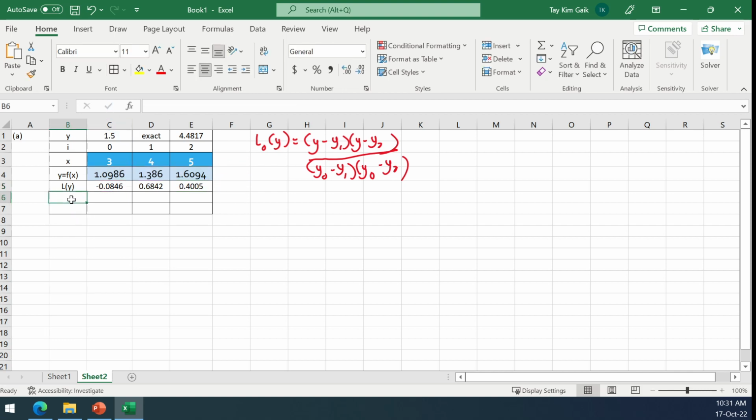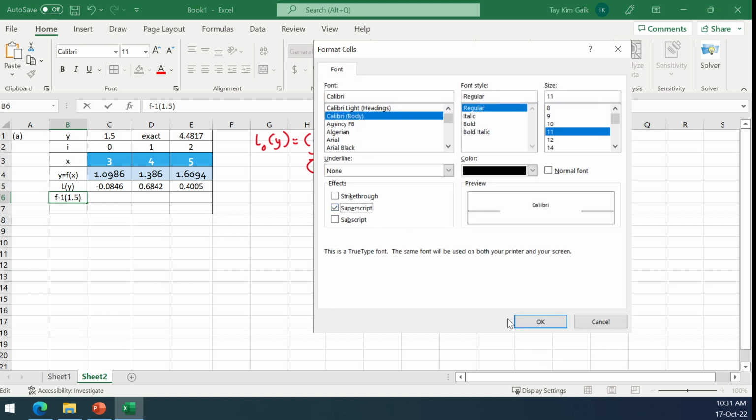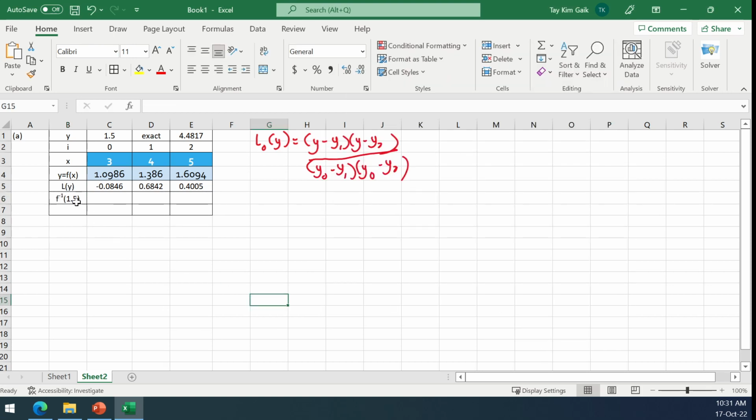Okay, so this is what we call inverse, 1.5. Then format cell, superscript. Meaning, given y is 1.5, you want to find the x.